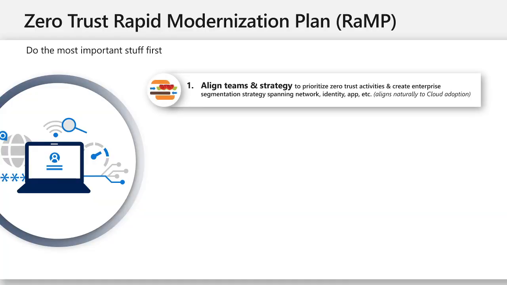Yeah, Les, that really reminds me of one of my favorite adages: why would I bother breaking in when I can just log in, referring to the VPNs. So all of this is great context, but now, of course, what do I do about it? How do I get started is the next most important question. And so that's why we built this RAMP, or Rapid Modernization Plan, to really help folks do the most important stuff first. And the first step on this is actually pretty non-technical: aligning teams and strategy.